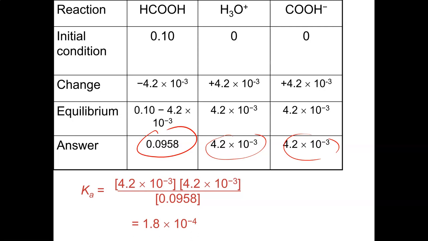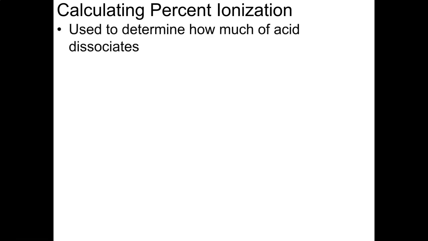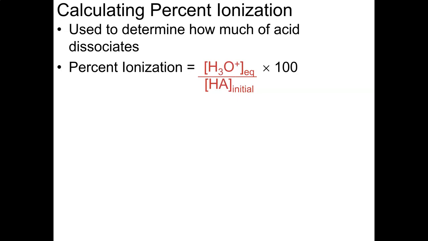All right, the other concept you need to be aware of, besides the involvement of pH and how to utilize it, which you just saw, is percent ionization questions. They're used to determine how much an acid actually dissociates. So percent ionization is equal to H3O+ over initial times 100. You could basically say x over initial times 100. I put it as H3O+ because that's just one of the two products that you'll usually have.